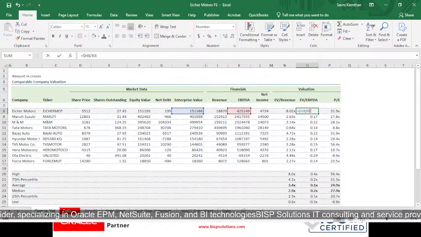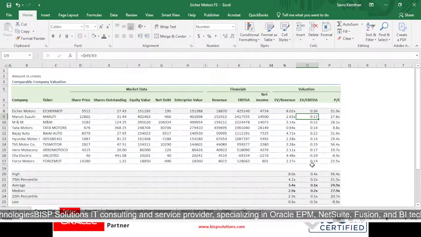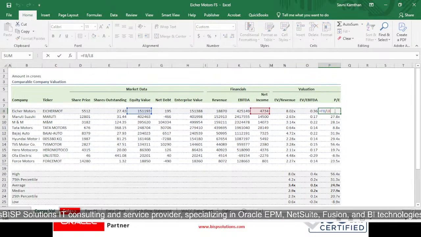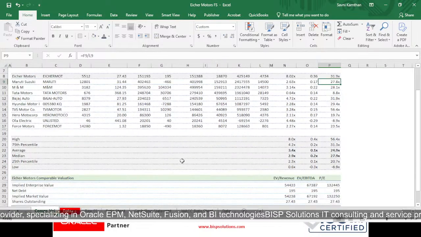Now if I want to calculate my EV upon EBITDA, I will take my enterprise value, again do the partial anchoring, divide by our EBITDA, which is this, and copy paste till the end. Then calculating our PE, net income and equity value will be divided, and then we will get our PE ratio. Then this is completed.